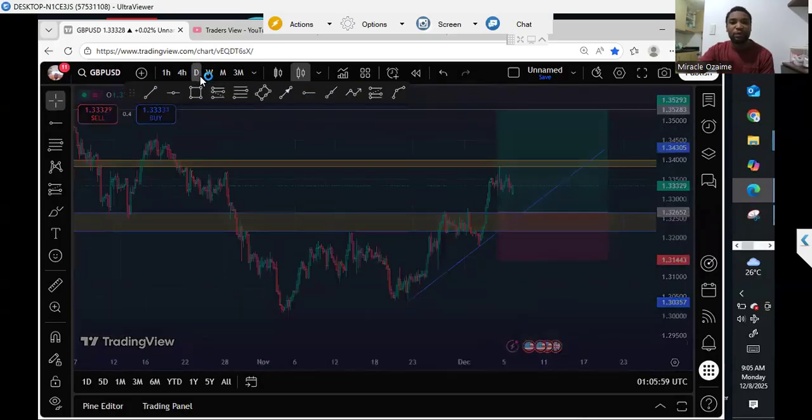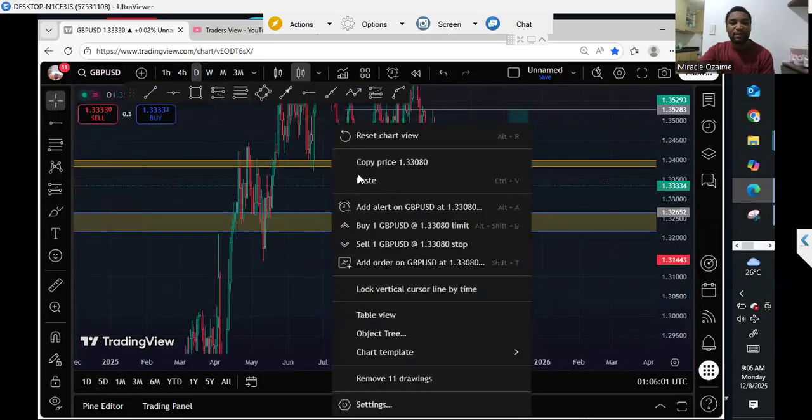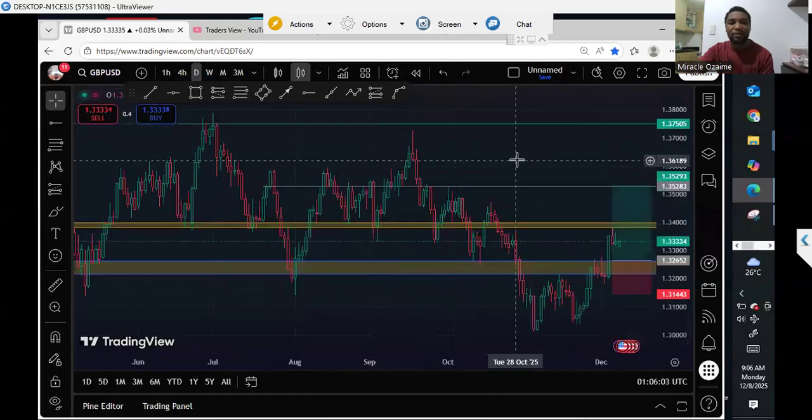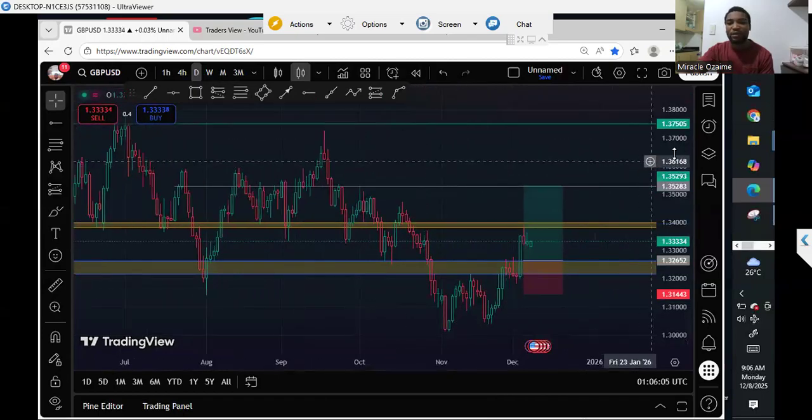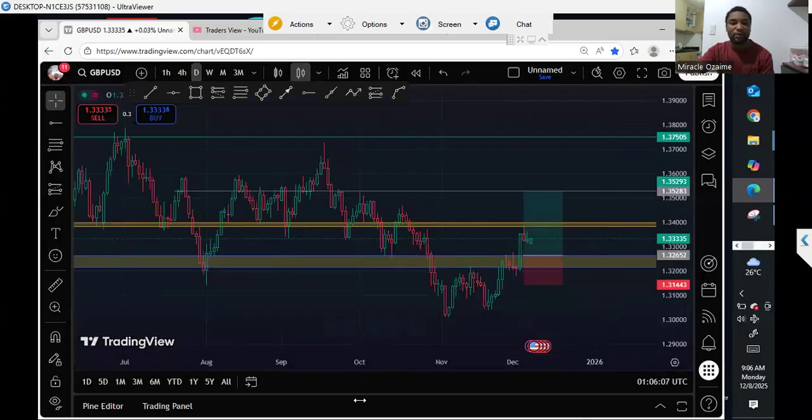Since GBPUSD is a buy, EURUSD is also going to be a buy as well, then DXY as well is going to be doing the same thing as of the moment. So that's my analysis for GBPUSD as of the moment.